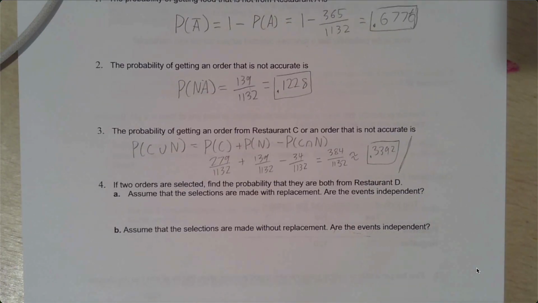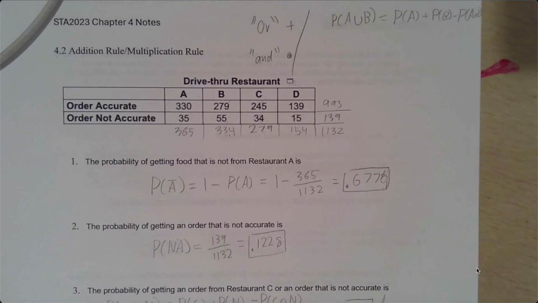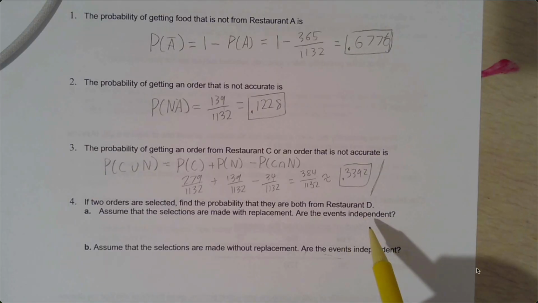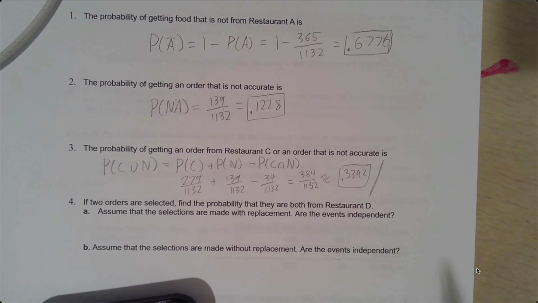If I'm reviewing my ticket orders and I want the chances that if I just grab 2 ticket orders out of my database of my 4 restaurants I'm tracking as the regional director or whatever you want to call it, what are the chances that I get 2 tickets from restaurant D, but I could replace them and pick them possibly more than once? Well, this is, first I have 154 divided by the 1132.